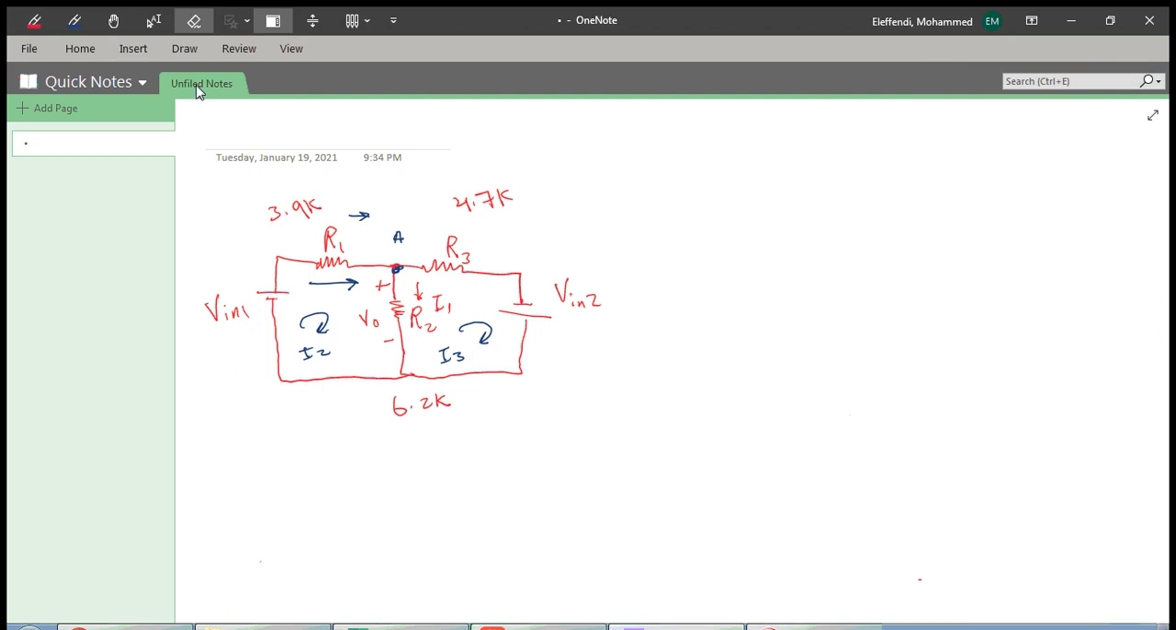Another way to solve this question would be to use the superposition principle. Remember, in the second experiment that we built in this lab, here we had 5 volts, and here we had 15 volts. So the way I would go about solving this using the superposition principle is that let's start by shorting the 15 volt. So if I shorted, the circuit is going to look something like this.